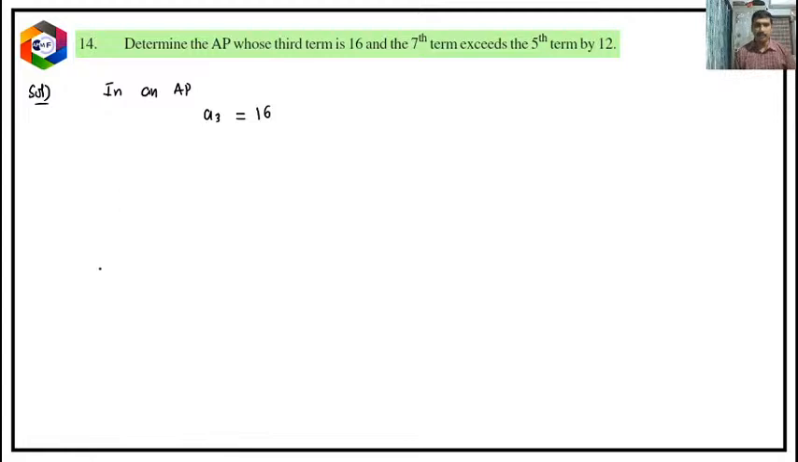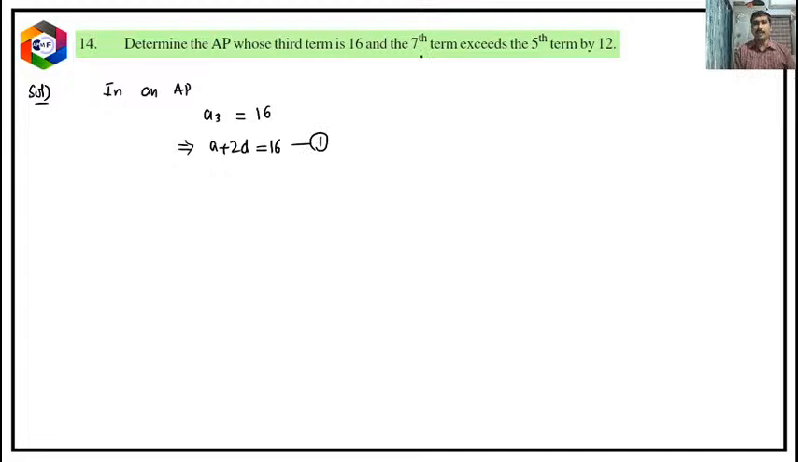Okay. So in an arithmetic progression, it is given that a3 is 16. As we know, a3 means the third term, which can be written as a plus 2d is equal to 16. So this is the first equation.